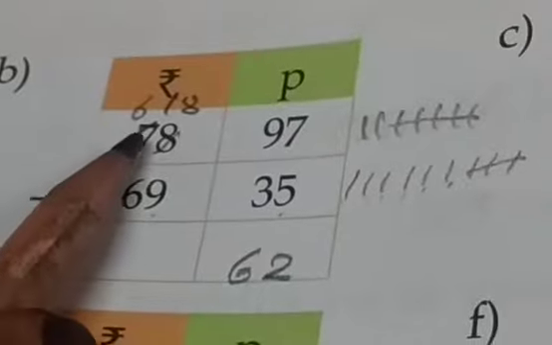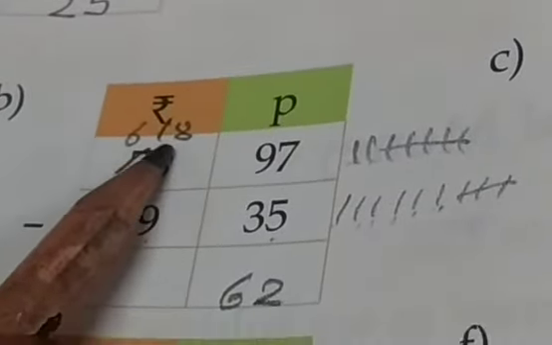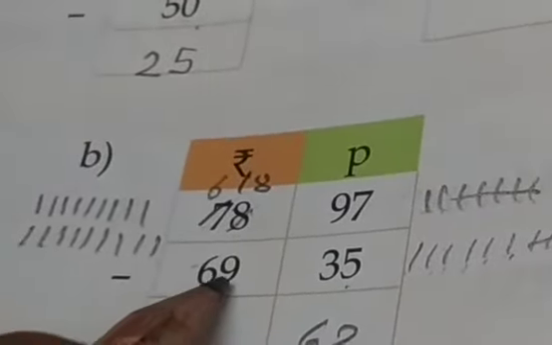Now, after borrowing, it makes 18. So 18 minus 9. Draw the 18 lines. 1, 2, 3, up to 18. Now from 18 you have to minus 9. 1, 2, 3, 4, 5, 6, 7, 8, 9. So remaining is 9. So 6 minus 6, 0. So in this way you have to do the same.